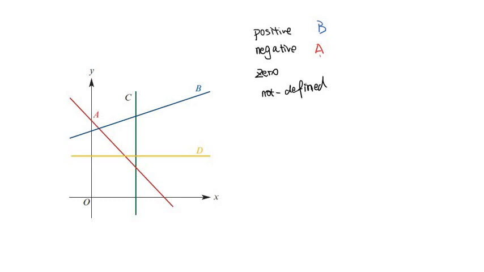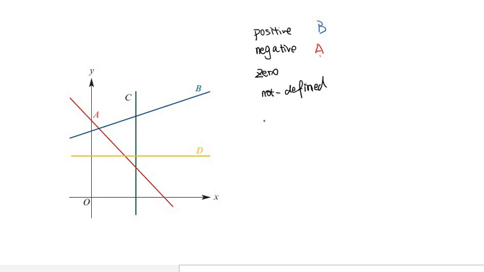Now if you look at C, if you look from left to right, there's no left or right to it because it's perpendicular to the x-axis. And with our line D, when we look from left to right, there's no change in it. So it's a bit hard to distinguish which one has a zero gradient and which one has a not defined gradient.